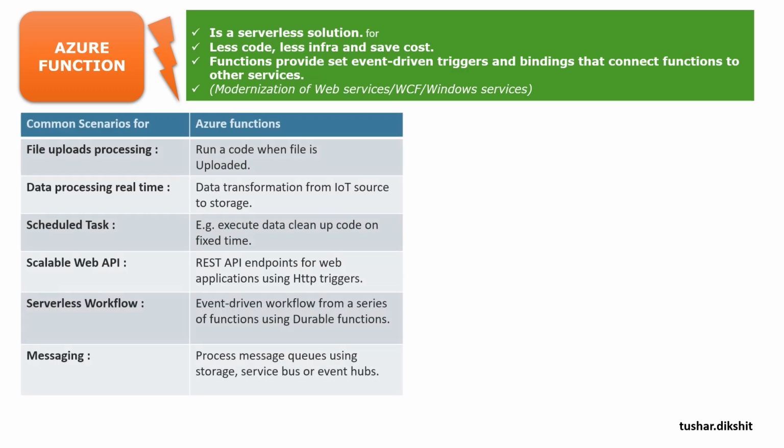So what could be the common scenarios to use Azure Functions? Suppose we are doing bulk file upload processing, run a code when the file is uploaded. Data processing in real time: if you're getting data from a stream, you can run the data transformation as soon as the file or raw data arrives. Scheduled tasks, like the Windows Task Scheduler, you can schedule an executable to run. Then a scalable web API, so we could have web API endpoints.